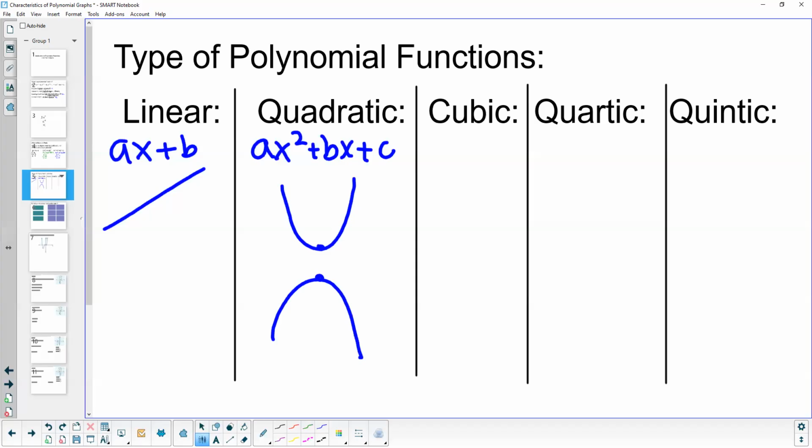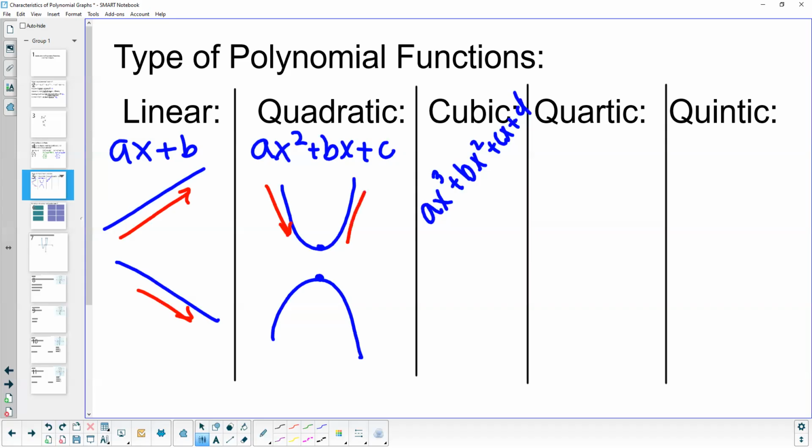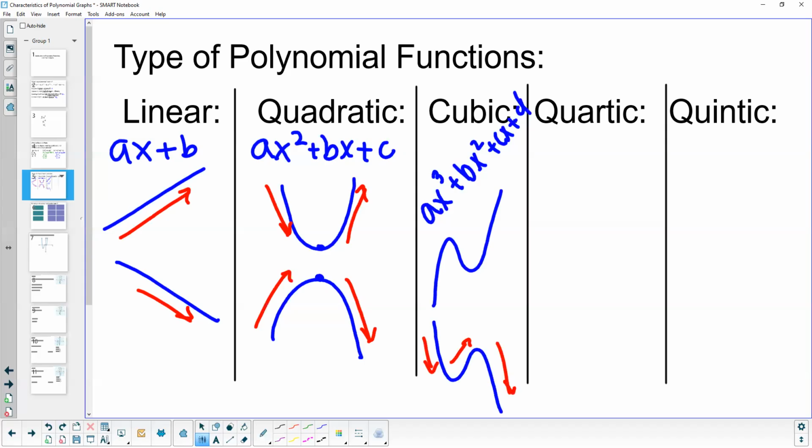A cubic function is in the form ax cubed plus bx squared plus cx plus d. And what it does is it has three movements. So notice how a line has one movement here. It just goes straight. It also might go straight down, but it's got one motion. A quadratic has two. It goes down and then up, or up and then down. Those are the two options for a quadratic. A cubic actually has three movements. It either goes up, down, up, or it goes down, up, down. So notice how it has those three movements here.